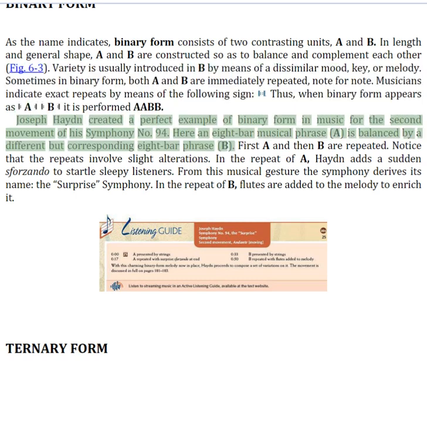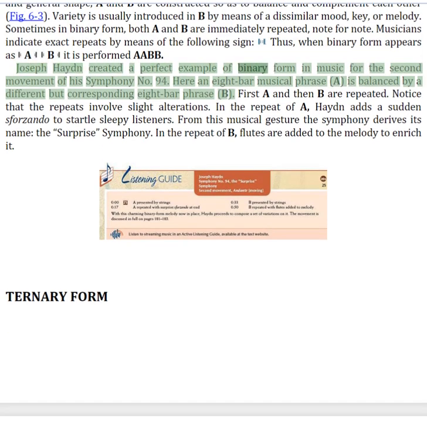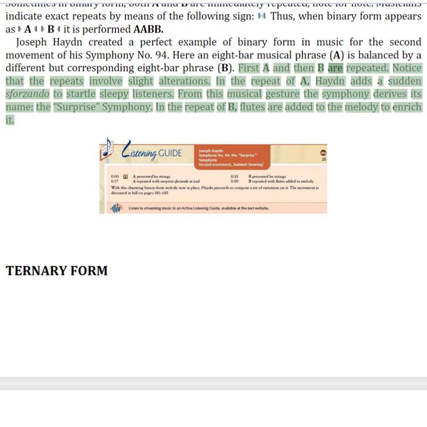Joseph Haydn created a perfect example of binary form in music for the second movement of his Symphony No. 94. Here an 8-bar musical phrase is balanced by a different but corresponding 8-bar phrase. First A and then B are repeated. Notice that the repeats involve slight alterations. In the repeat of A, Haydn adds a sudden sforzando to startle sleepy listeners. From this musical gesture the symphony derives its name, the Surprise Symphony. In the repeat of B, flutes are added to the melody to enrich it.